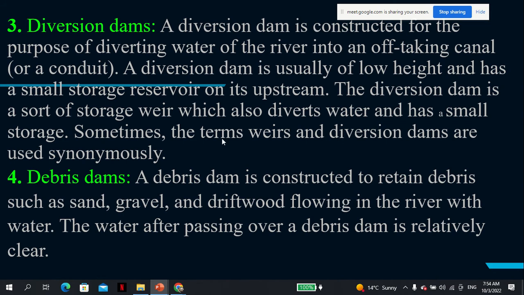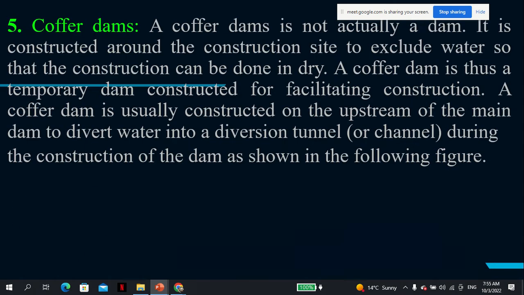A debris dam is constructed to retain debris such as sand, gravel, and driftwood from flowing in the river. The water after passing over the debris dam is relatively clear. In fact, most dams, especially for water supply, there have always been complaints that the capacity of water supply dams and others is reducing, and one of the problems is siltation. By siltation, from upstream, the debris carried, the alluvial silts, are deposited in the dam, and this reduces the capacity of the dam.